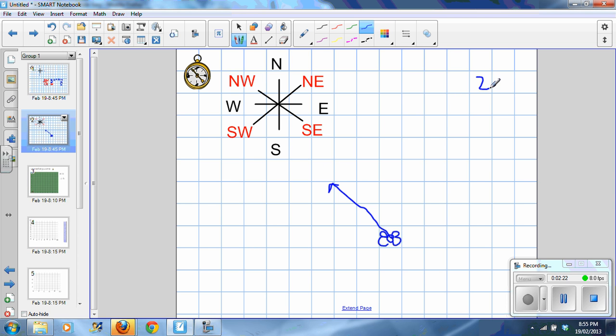Our bug has flown to northwest. From there it might go 1, 2, 3. It has flown 3 in this direction, which is east. Now our bug might fly 1, 2, 3, 4. Oops, a straight line. In this direction. Have a look at the compass. This is southeast. 4 southeast.